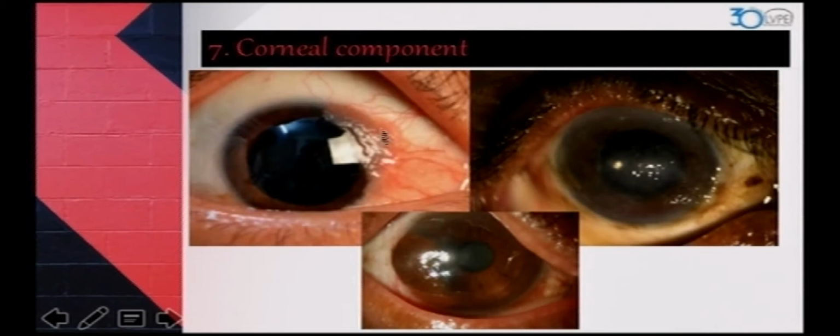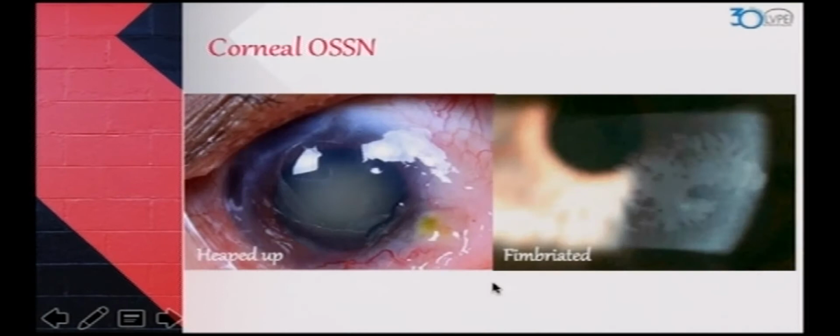So how does a corneal OSSN look like? If you see, this patient had an OSSN which was limited only to the conjunctiva. So if you see, it is like a ground glass sheet of cells on the conjunctiva, on the cornea, but the most important diagnostic feature are the edges. If you see the edges, they are either heaped up, like in this case, or on high magnification you can see these fimbriae-like projections at the edge.